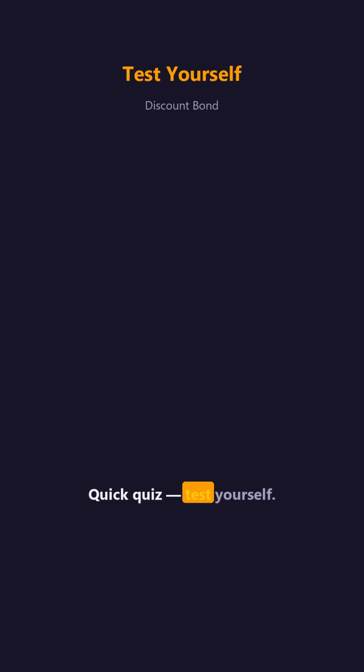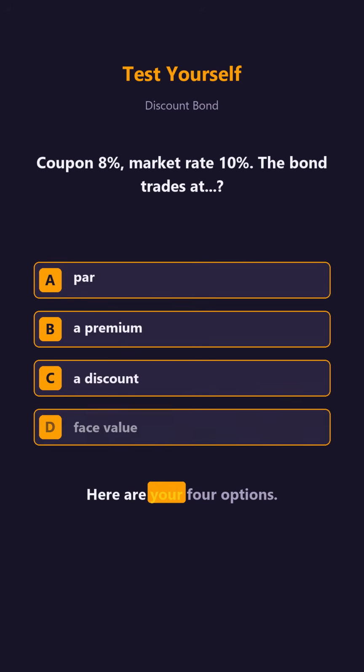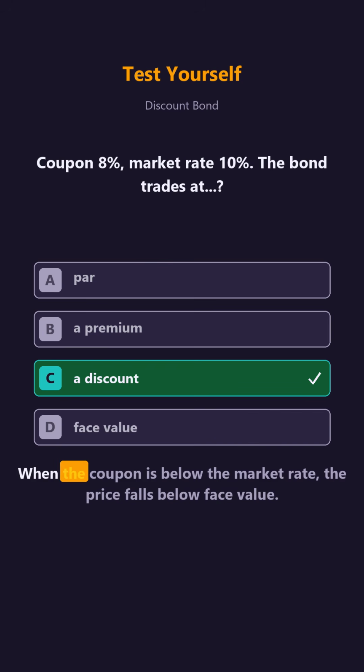Quick quiz, test yourself. If a bond's coupon rate is 8% and the market rate is 10%, how does it trade? Here are your 4 options. Pause the video and solve it now. The correct answer is C, a discount. When the coupon is below the market rate, the price falls below face value.